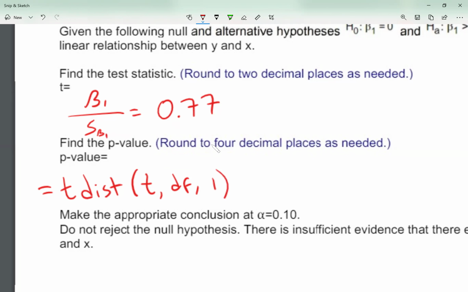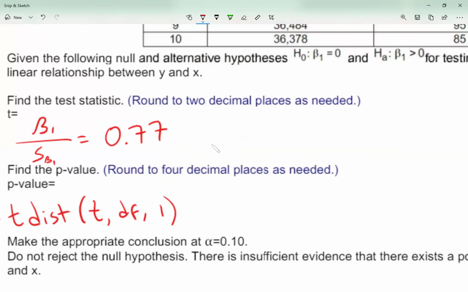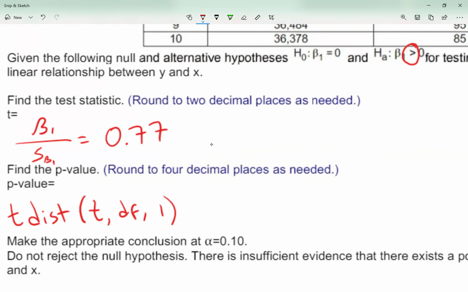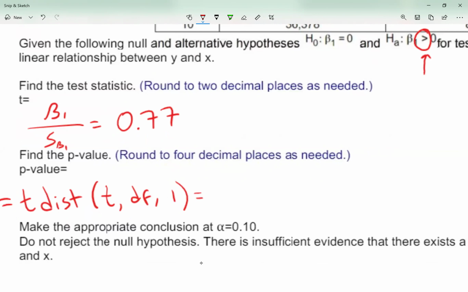Sometimes we use 2. How do I know? From my alternate hypotheses. That's why I gave you guys the hypothesis earlier. If I use the inequality sign, okay, see my alternate hypotheses, then it is 1 tail probability. If I use not equal to, then it's a 2 tail distribution. So in this case, because the inequality sign, 1 tail distribution. All right, so this is what I'm going to type in.